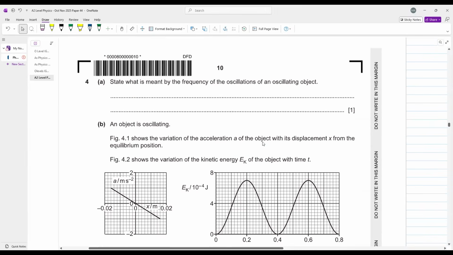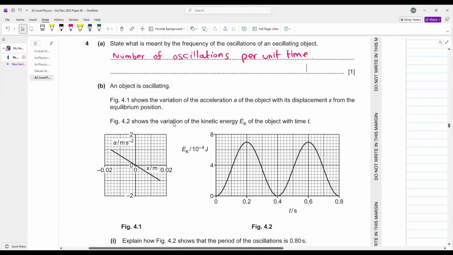चलो आगे बढ़ते हैं. State what is meant by the frequency of oscillation of an oscillating object. बेटा frequency of oscillation का मतलब क्या होता है? Number of oscillations per unit time. Frequency of oscillations का मतलब क्या होता है? Number of oscillations per unit time. Simple as that. Nothing complicated here.